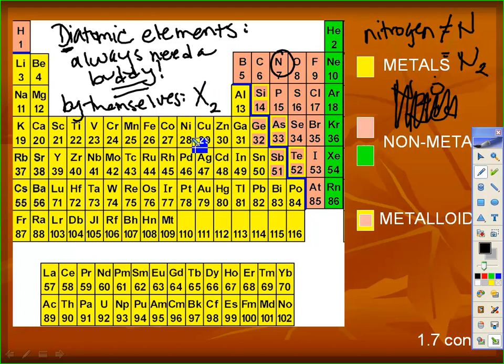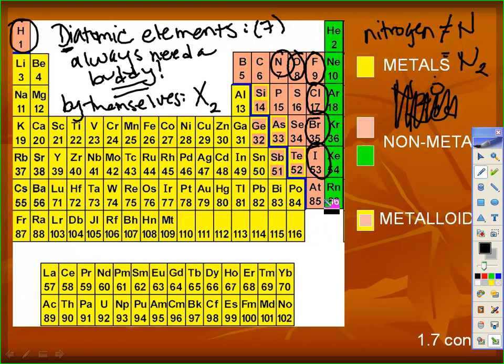two of them together. So your diatomic elements are these ones. I want you to know these diatomic elements. So we start with nitrogen, oxygen, and fluorine. All those are diatomics. Chlorine, bromine, and iodine. Those are all diatomics. And then our last one is hydrogen. So there are 7 of them. And they all need a buddy.